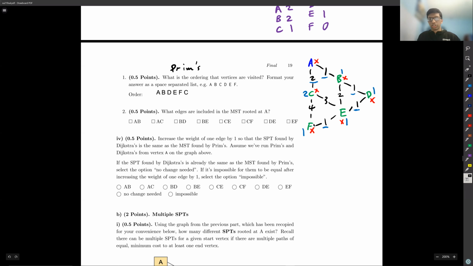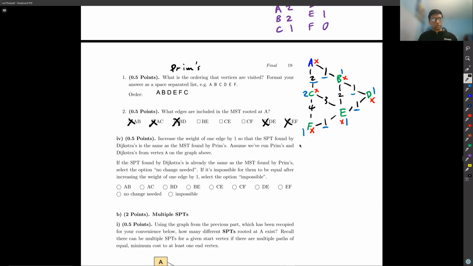And now we need to look at what edges are included in the MST rooted at A. Well, it would just be the edges that I have underlined. So it's going to be, again, A, B, A, C, and then we're going to include BD, but we're not going to include BE. Instead, we're going to include DE. We're also going to be including EF. So these are our 5 included, right? Because if we have 6 vertices, we need 5 to make a tree.